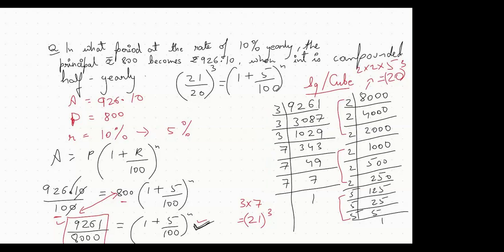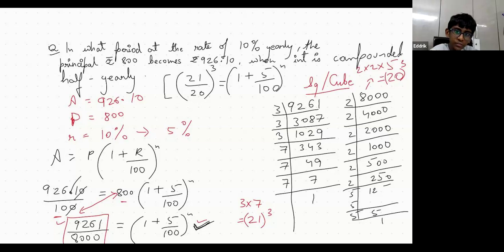Okay, so we did the factorization. We found out the cube root of 9261 and 8000. Now, when we have the cube root, we can replace 9261 with 21 cube, because it's its cube root. And you can replace 8000 with 20 cube in this step.